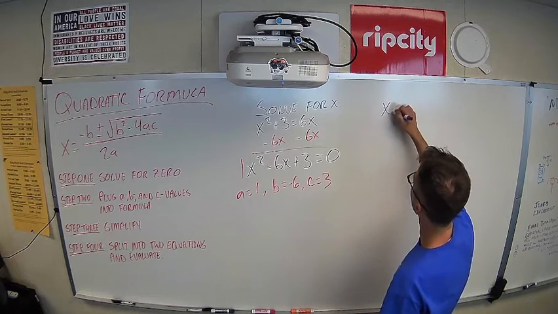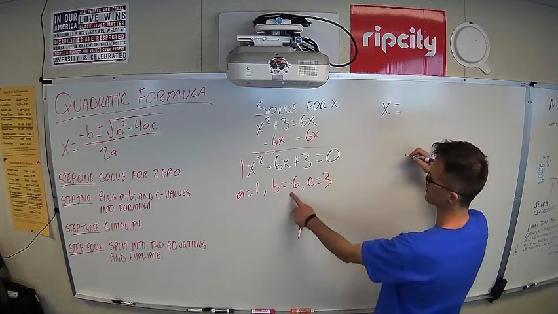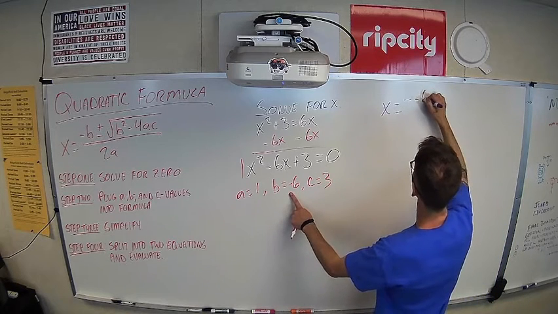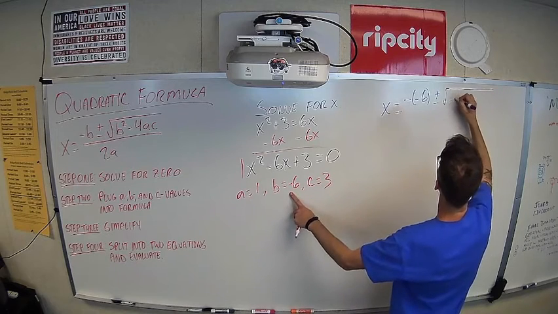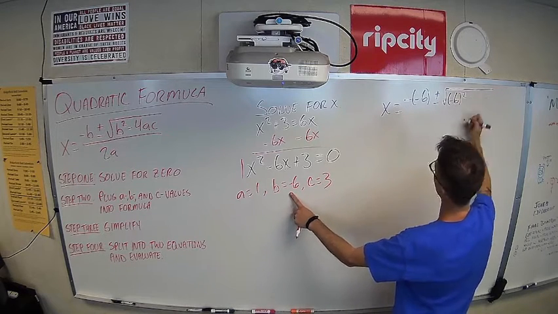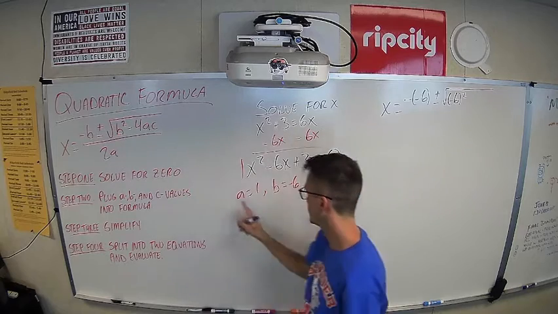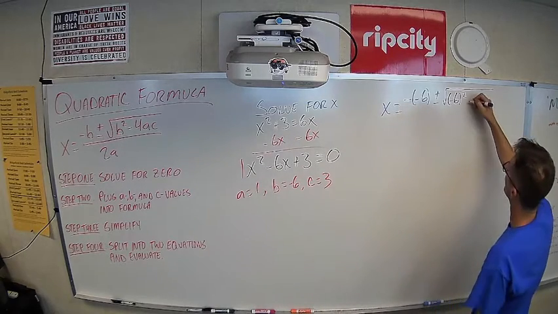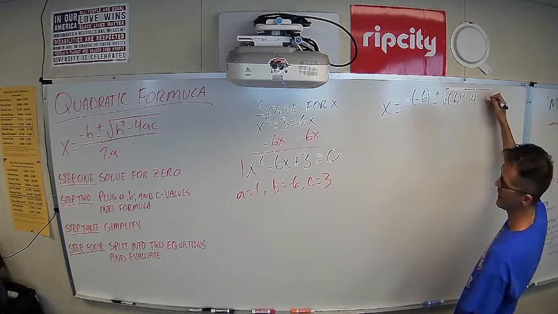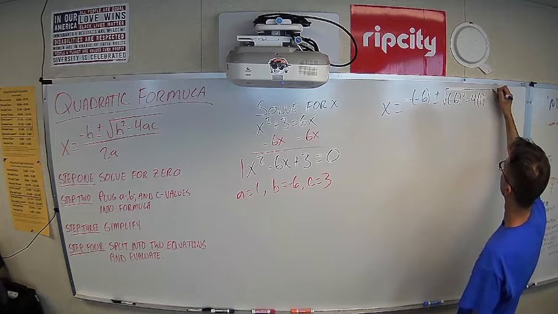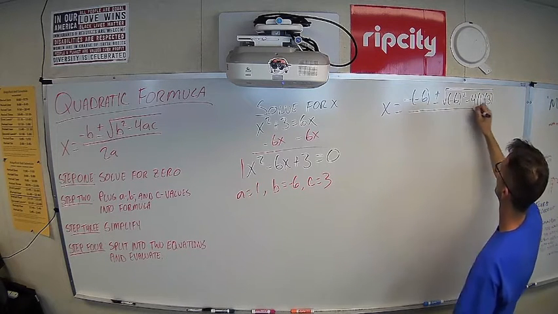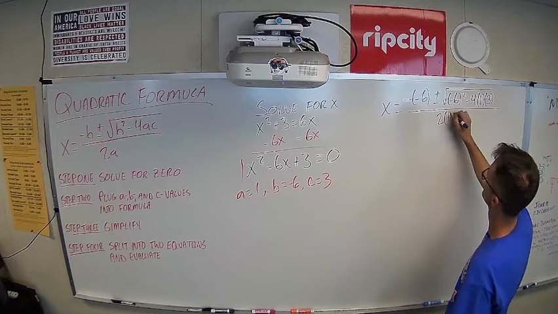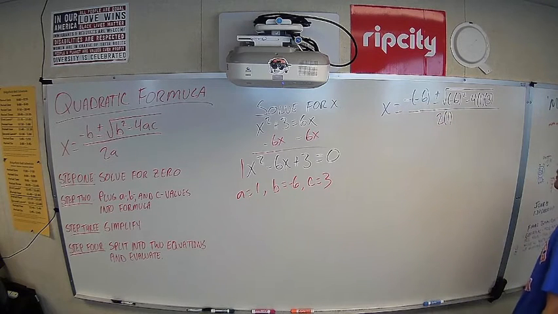We know that x equals negative b, so in our case that's a negative 6, plus or minus the square root of negative 6 squared, because it's b squared, and our b is negative 6, minus 4 times a, so our a is 1, times c, which is 3, all over 2 times 1. Woof. Okay, this one's a doozy.